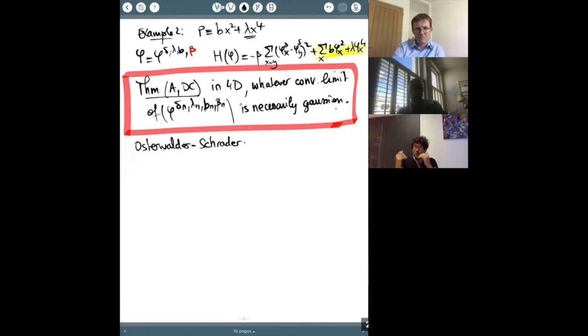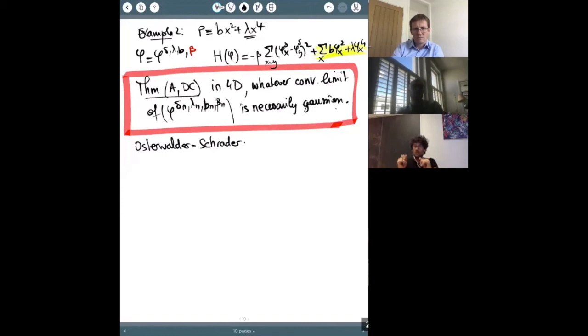Our result is telling you that, at least if you start from a lattice discretization, you necessarily end up with Gaussian processes. So it's a no-go theorem from the point of view of constructive field theory.